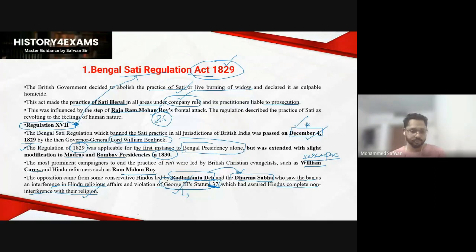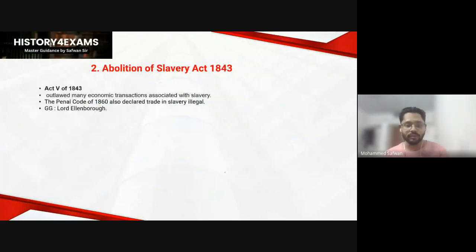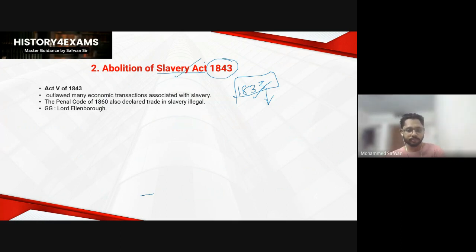Moving forward, Abolition of Slavery Act, a very simple concept. First of all, you have to understand that in British Parliament, it was passed in 1833. Meaning, in Britain, slavery was abolished in 1833. And later in 1843, it was abolished in India as well. It is called Act 5 of 1843. Just to note this one as well.